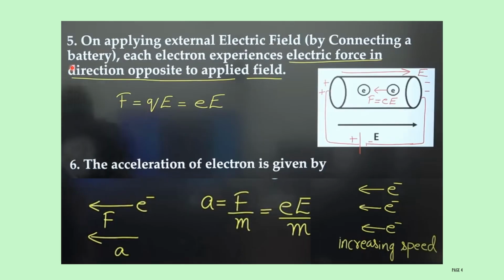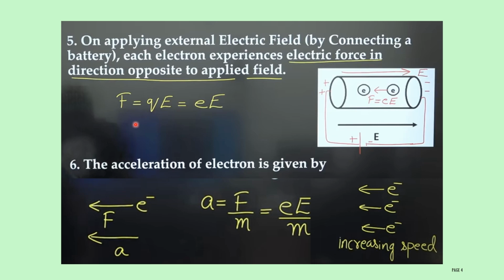Let us consider the fifth point. Applying an external field by connecting a battery, each electron experiences an electric force in the direction opposite to the applied field. With the help of a battery, if you create an external electric field inside a conductor, the electrons will experience an electric force in the direction opposite to the applied field. Because of this force, the electrons will start moving opposite to the direction of the electric field.